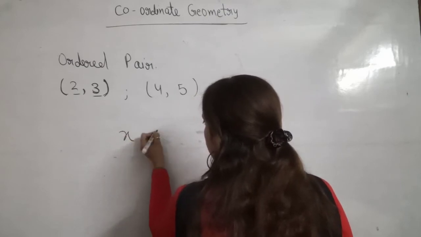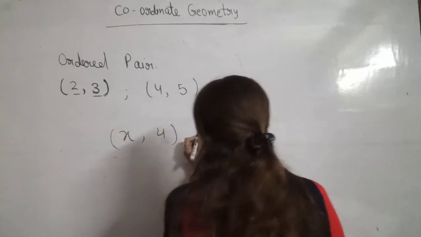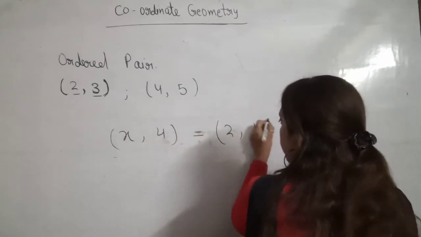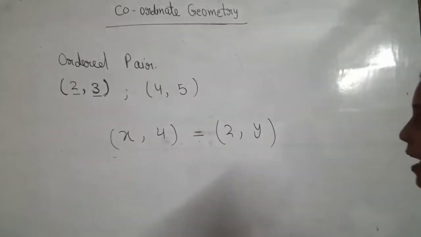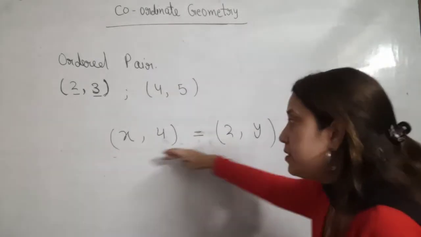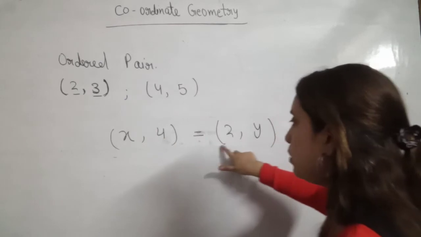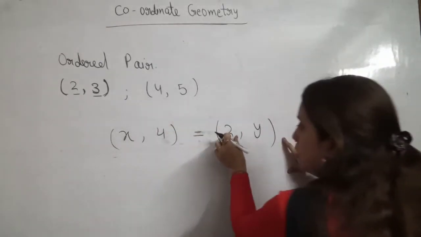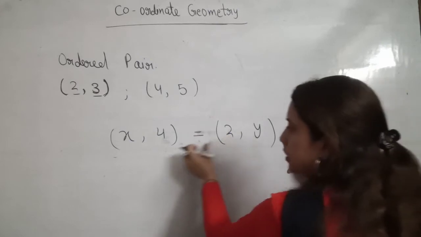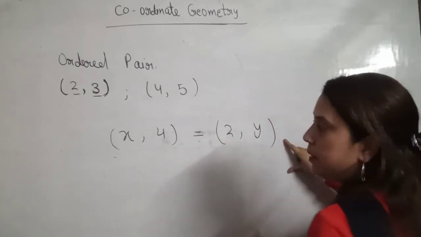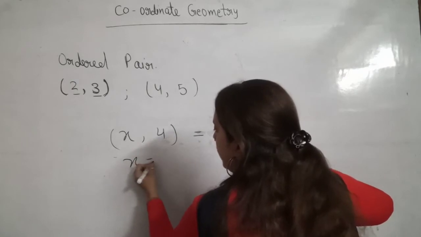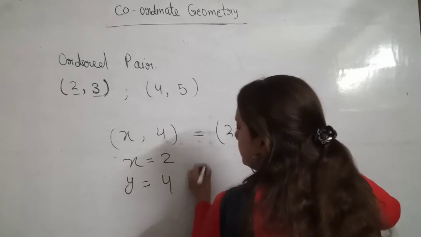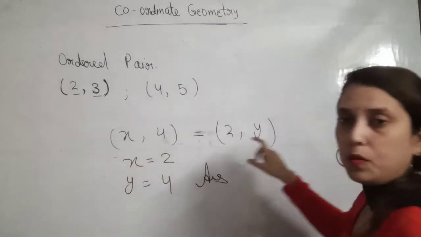(x, 4) is equal to (2, y), and find the value of x and y. It is given it is equal: (x, 4) is equal to (2, y). It means the corresponding components will be equal. So the value of x will be 2 and the value of y is equal to 4. This is the answer.